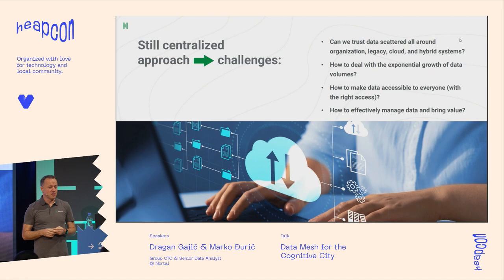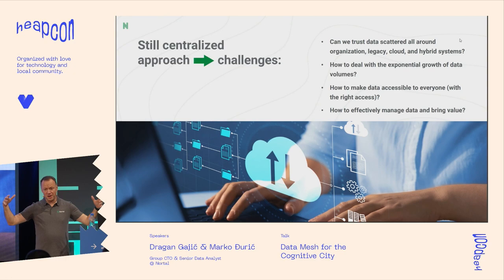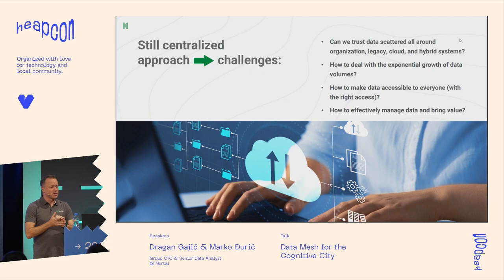Now, the second one: as the number of data sources increases, and the number of devices generating more data increases, can this centralized approach scale? Is it scalable? This third one may not be that obvious. If you put data in one place, why is there an issue to make it accessible? Well, the access rights policies can be so complex and granular that, if you have a lot of data in a single place, yeah, you can maybe access it easily, but access with the right rights, that's a challenge. And of course, at the end, how to effectively manage all that.